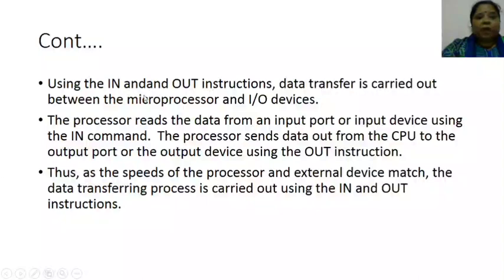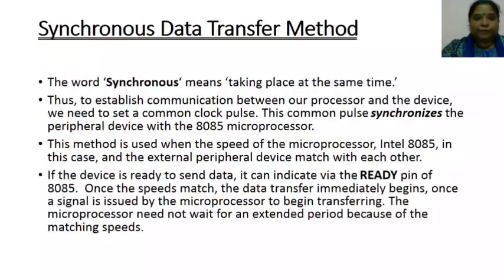Using the IN and OUT instructions, data transfer is carried out between the microprocessor and input output devices. The processor reads data from the input port or input device using the IN command. The processor sends data out from the CPU to the output port or output device using the OUT instruction. Thus, as the speed of the processor and external device match, the data transfer process is carried out using the IN and OUT instructions.